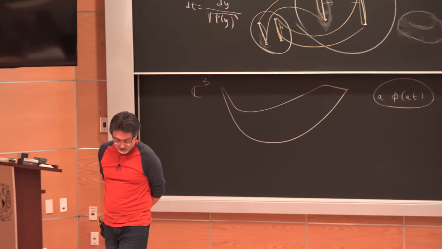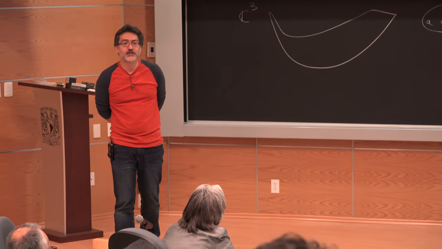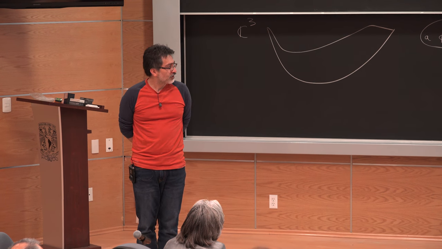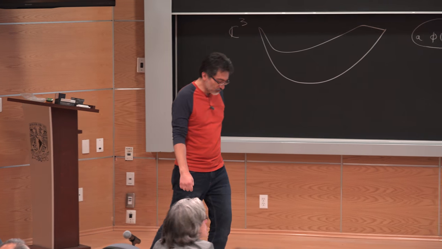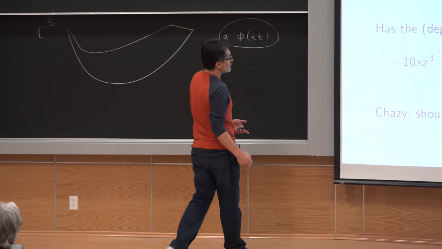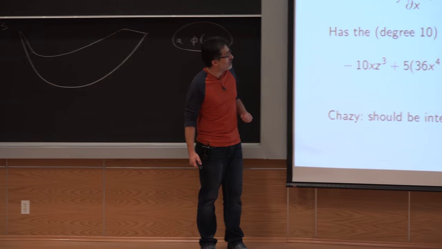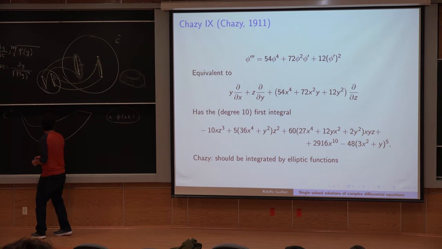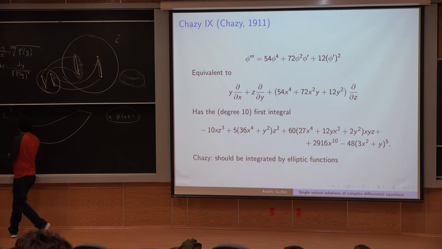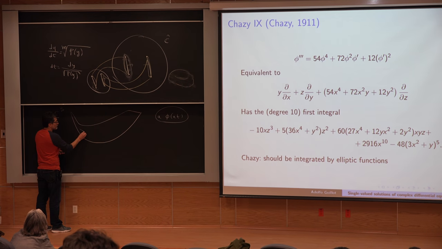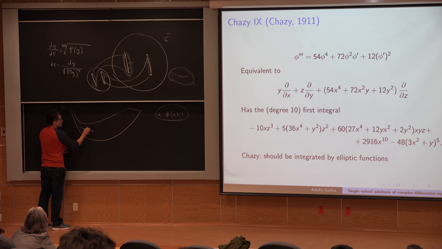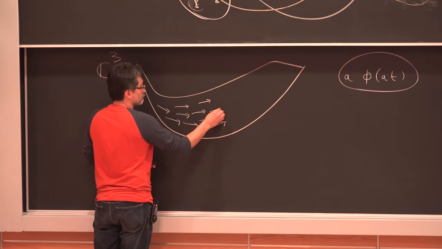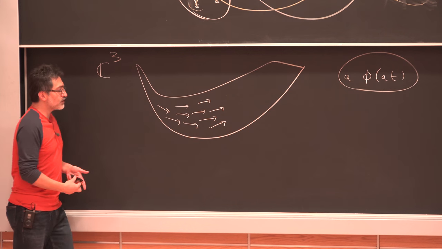A lot of work around Painlevé equations took place in Russia, in Japan. But Chazy's work was sort of overlooked, and we had to wait around 90 years to get the solution of this equation. So let me tell you what the solution of this equation looks like. So we had a first integral, so we can restrict our vector field to a, say, a generic level set of this first integral.